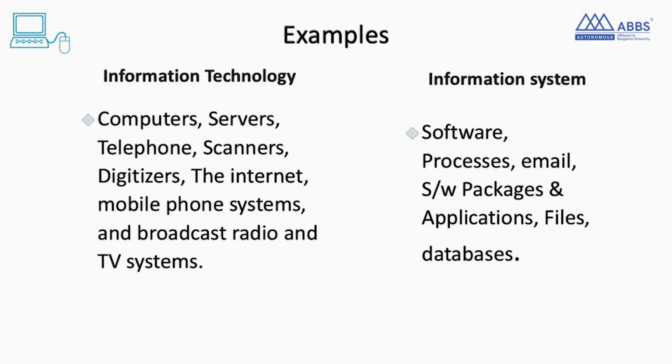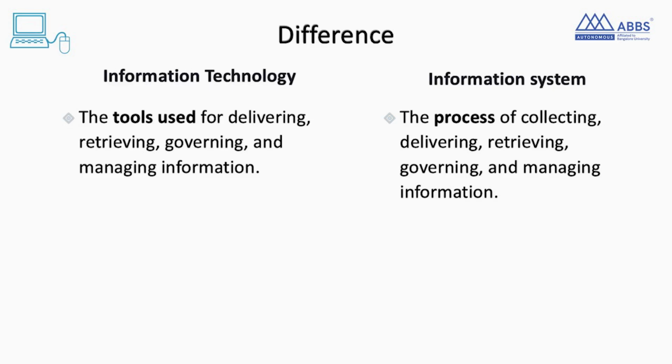So, by this we understand information technology consists of computers, servers, telephones, scanners, digitizers, internet technology, mobile phone systems, radio equipment, TV or any such hardware devices. While information systems is majorly the software, the processes, the email, the packages or anything which is invisible, which is functioning on these information technology devices. So, we can say that information technology is more about the tools while information systems is more about the processes.